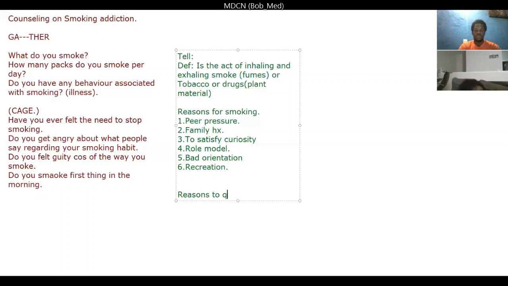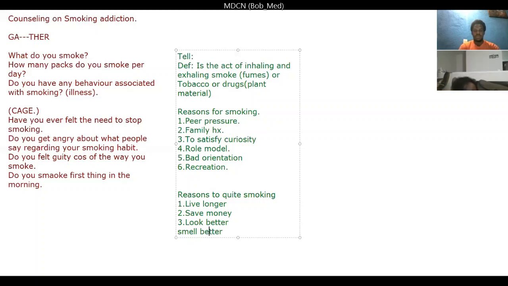the reasons to quit smoking. So what are the reasons to quit smoking? You have to let the patient realize that if you stop this smoking habit, it has certain advantages. One of them is you live longer. It's very important. Apart from that, you save money, so you don't spend your money on tobacco, shisha, marijuana and all the rest. And the person looks better.